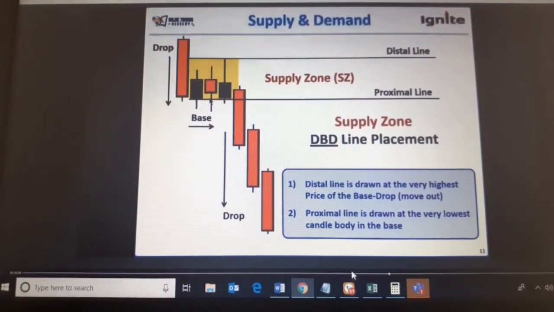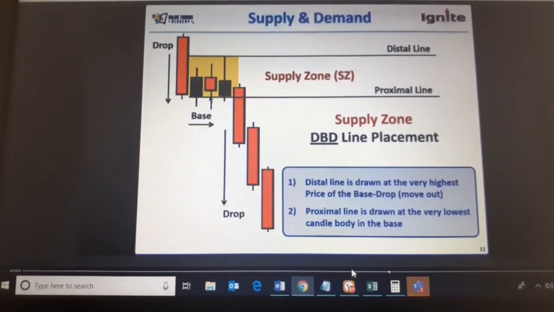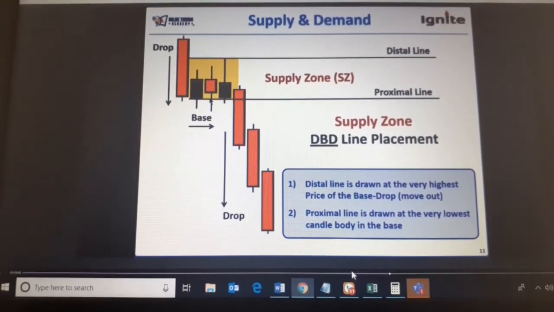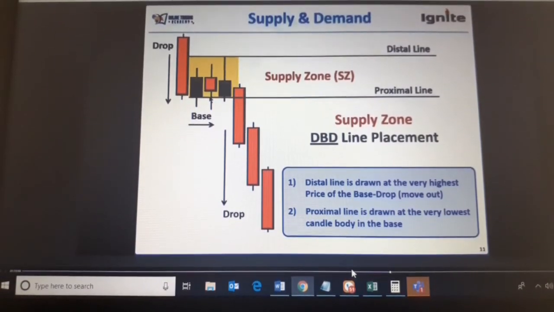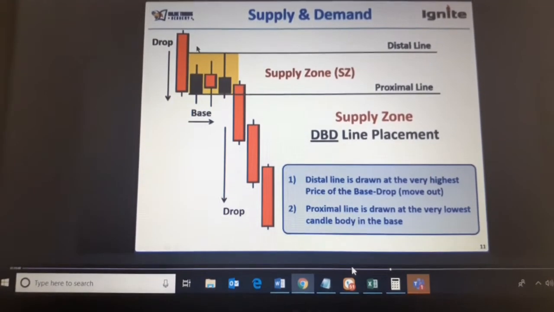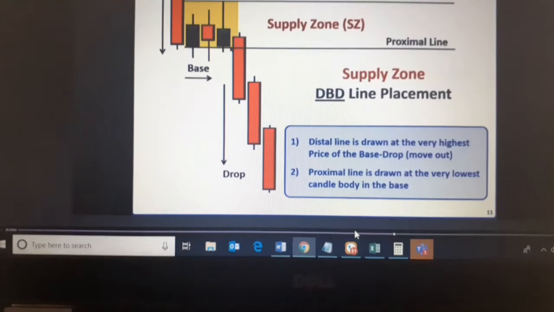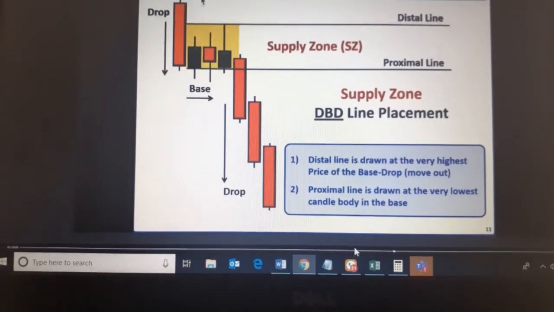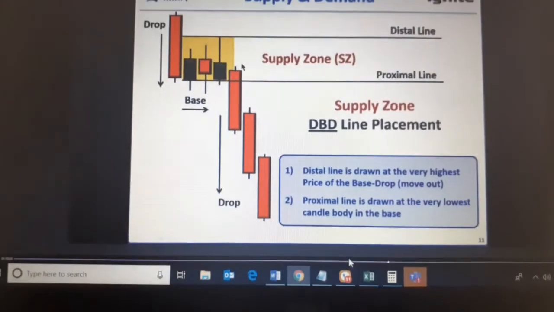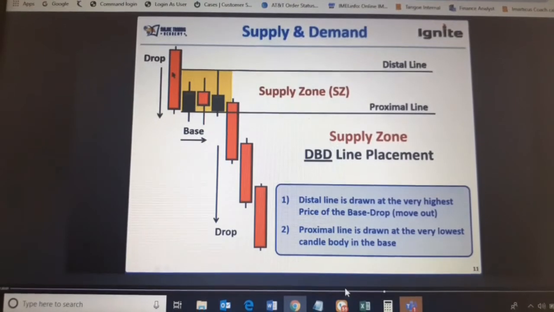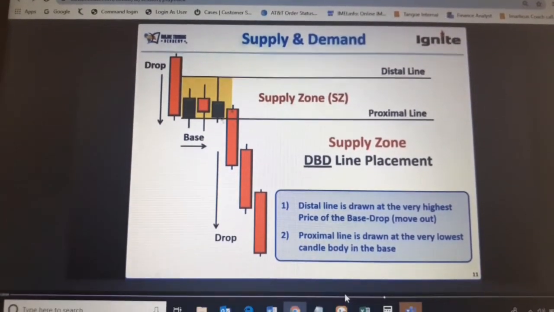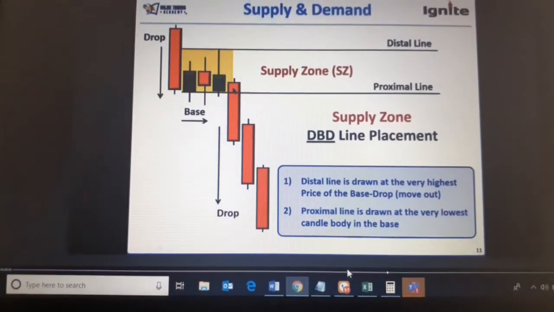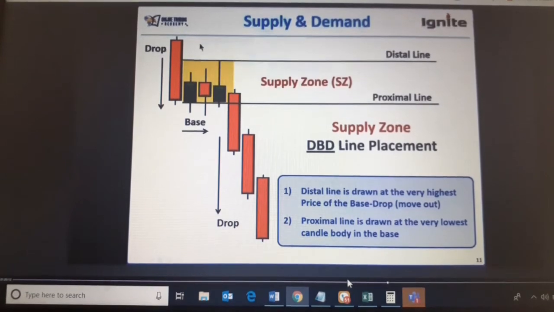Helen, have you understood the drawing of proximal and distal line in case of the continuation pattern, the rally base rally or the demand zones? So this is just the reverse. Again, drop base drop is your continuation pattern. Now here in drop base drop, that's what I'm telling you, you have to ignore the leg in, because this is a continuation pattern.